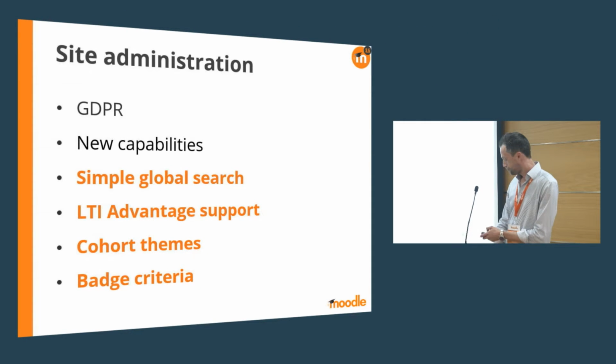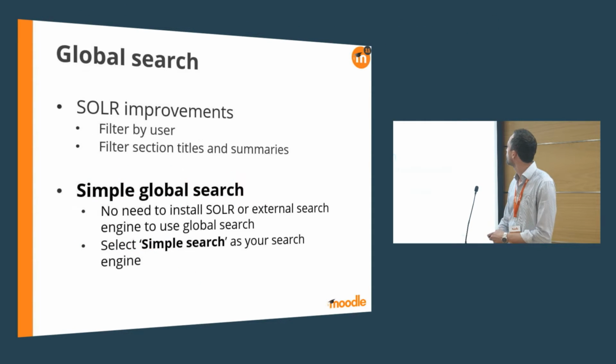The next few I'll skip through a little bit quicker, starting off with global search. So we made some improvements to global search. Firstly, to Solr, there are improved capabilities there to filter by user or filter by section titles and summaries, so more powerful options there. But a very cool new feature is what we call simple global search.